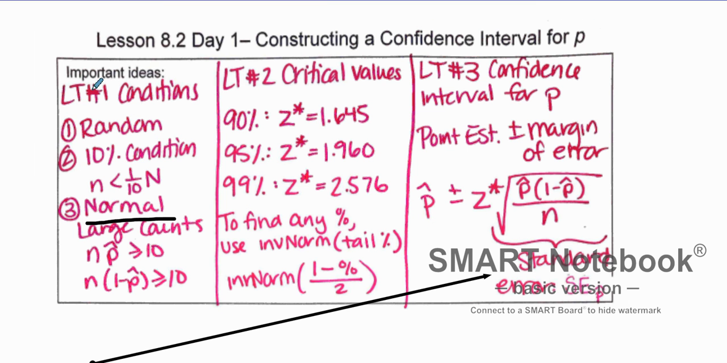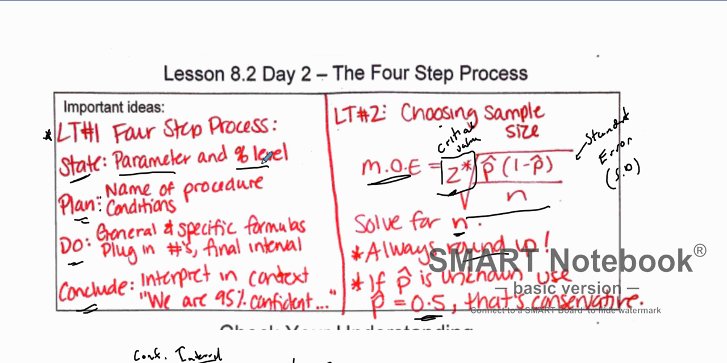All right, so let's go through and find out how we find these different things. So first off, when we state our parameter and our confidence level, we state our parameter.